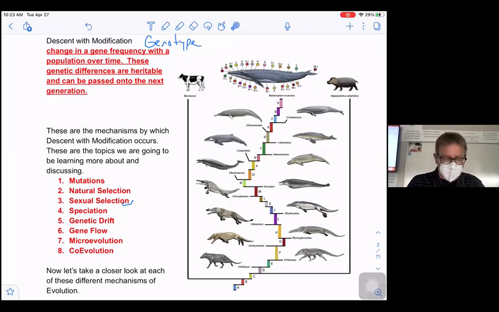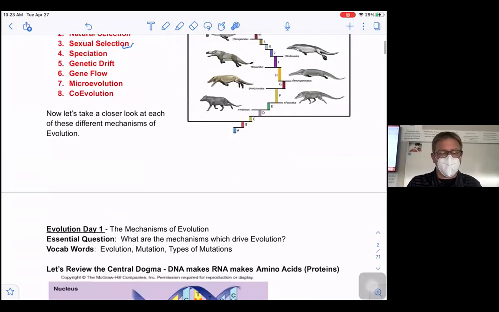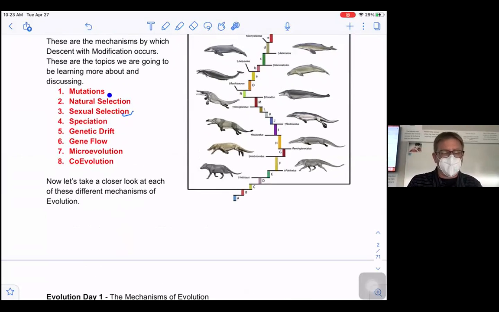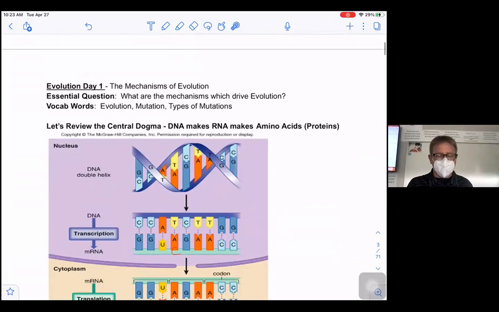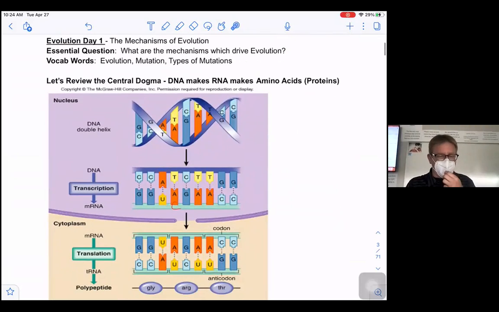So here we go. Let's take a closer look now at our first mechanism. We're going to be talking about mutations today, and how mutations play a role in this idea of change over time. All right, so here we go. Our essential question is, what are the mechanisms which drive evolution? Our vocabulary words: we've talked about evolution, change over time. We're going to be talking about a mutation, what a mutation is, and then the different types of mutations.